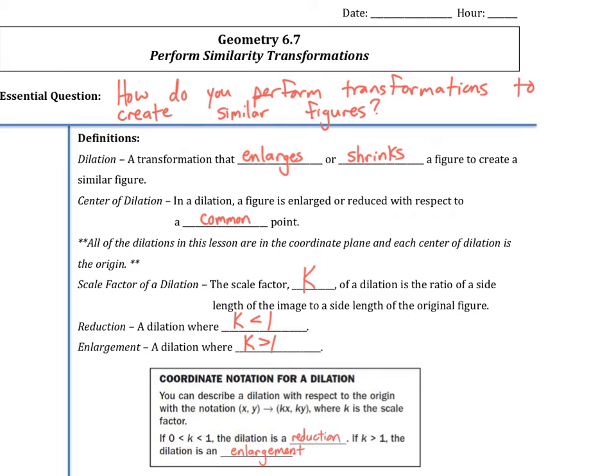All right, section 6.7, we start talking about transformations we can perform on similar figures and how we can create similar figures by doing these transformations. So how do you perform transformations to create similar figures?